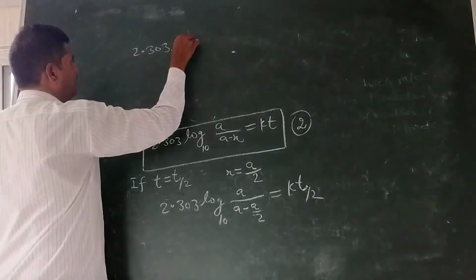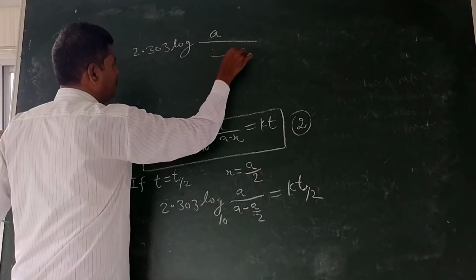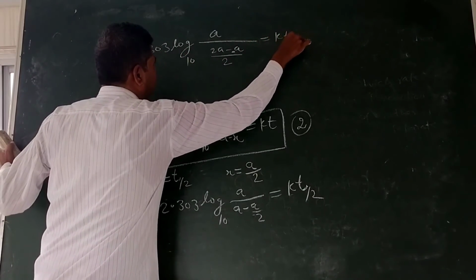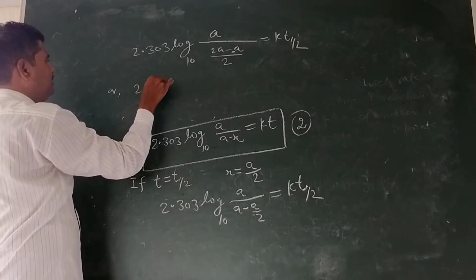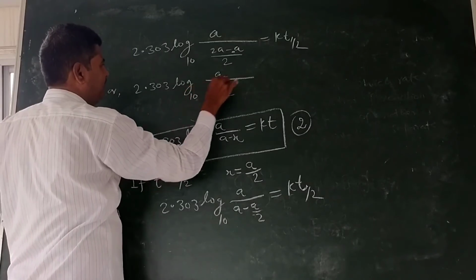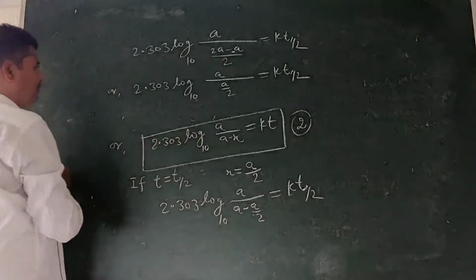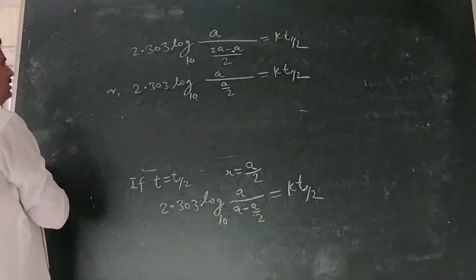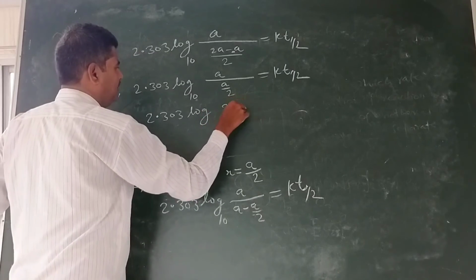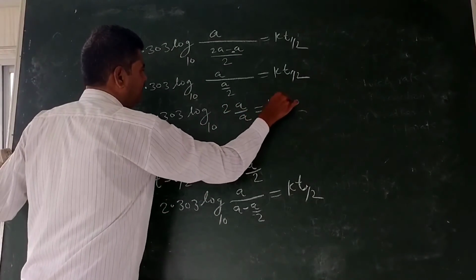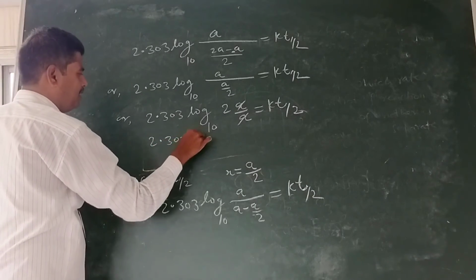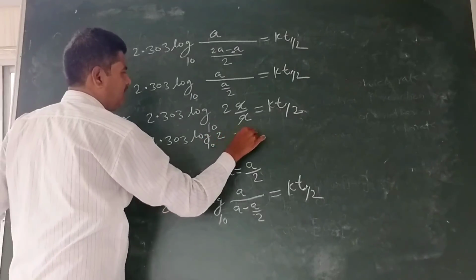2.303 log a upon 2a minus a over 2, on the base 10 is equal to k t half. That is 2.303 log a upon a by 2 on the base 10 is equal to k t half. 2.303 log 2a by a on the base 10 is equal to k t half. The a cancels. 2.303 log 2 base 10 is equal to k t half.